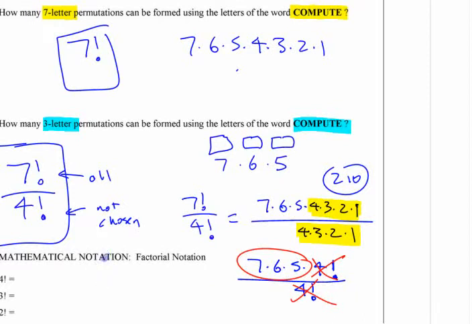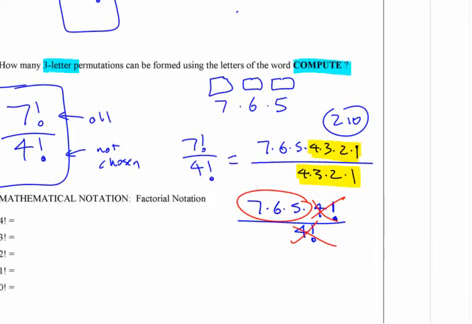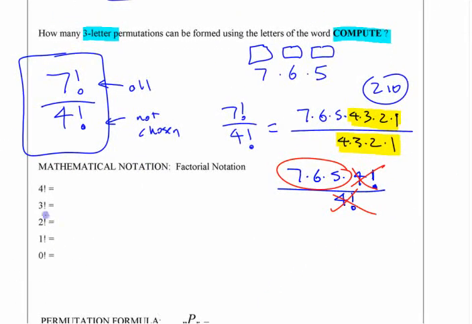All right? We already talked about factorial notation. That's factorial notation. You already know 4 factorial is 4 times 3 times 2 times 1, 3 factorial is 3 times 2 times 1, 2 factorial is 2 times 1. What's 1 factorial? 1. What's 0 factorial? It's actually 1.